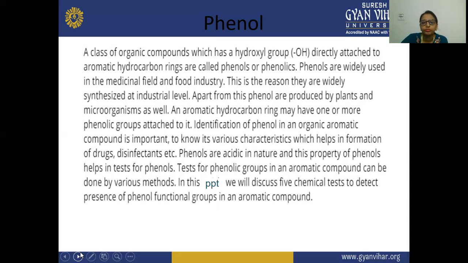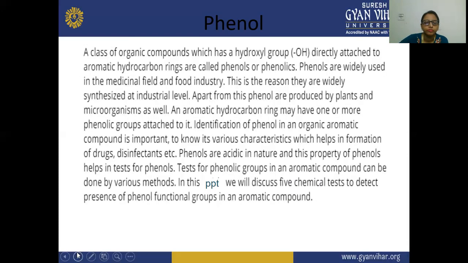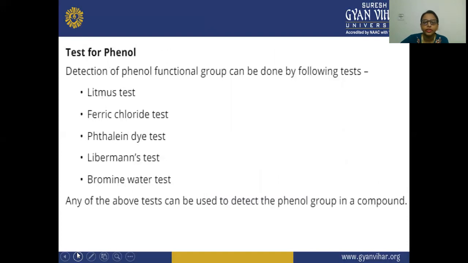Next is the test for phenol. Here we are going to discuss these 5 chemical identification tests where the detection of the phenol functional group can be done by the following tests. First is the litmus test, second is the ferric chloride test, third is the phthalein dye test, then the Liebermann test, then the bromine water test.